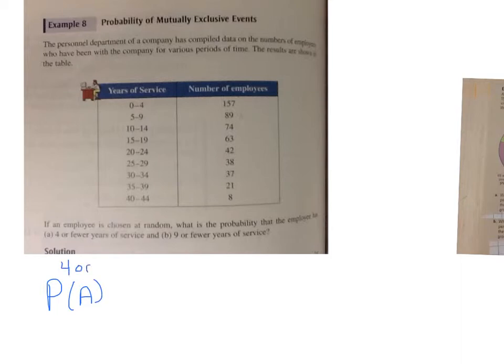How many total employees do we have? Well, you can't just add them all together, right? What's the total sample space? The total sample space is the total number of employees: 529 employees.